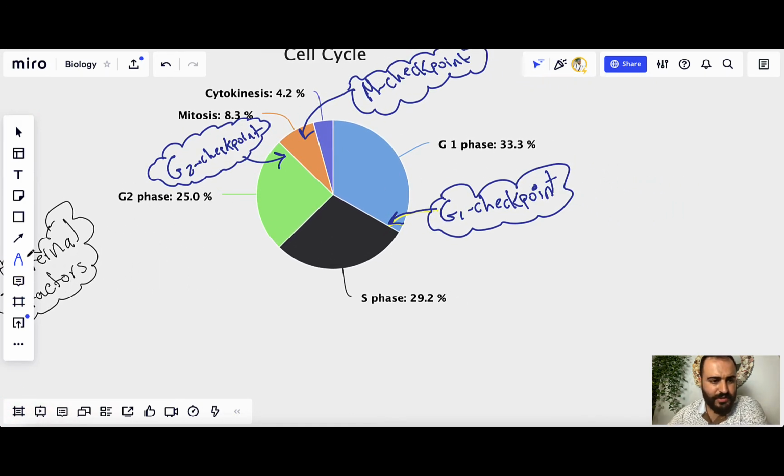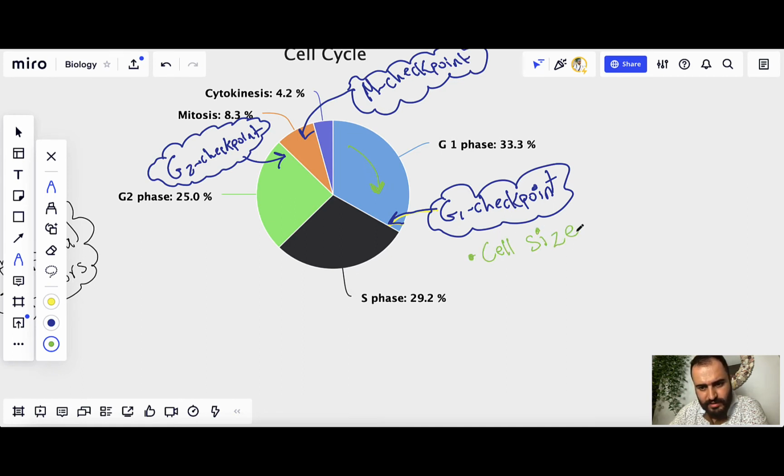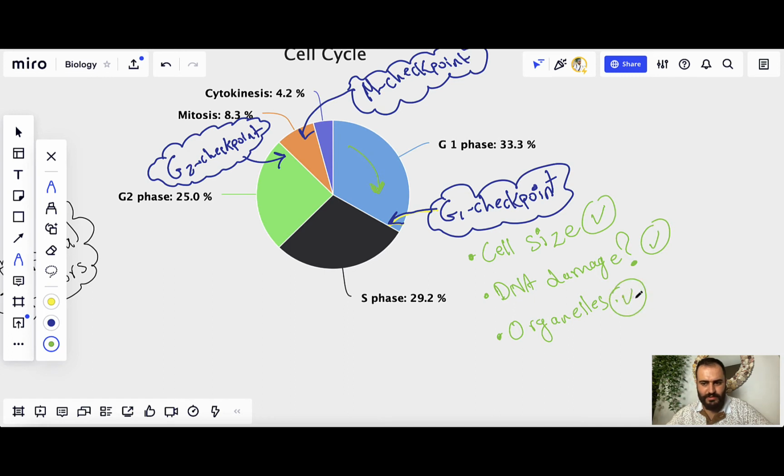the G1 checkpoint has to check what happens during G1. And mainly, this checkpoint is going to check for cell size. It's going to check for any damage in the DNA. It's going to check for organelles. Are the organelles copied? Everything going right? If all of these are checked, then the cell will proceed to S phase.